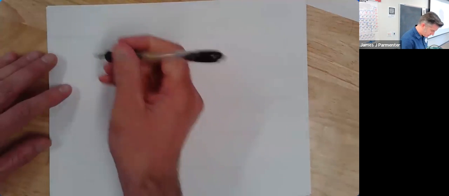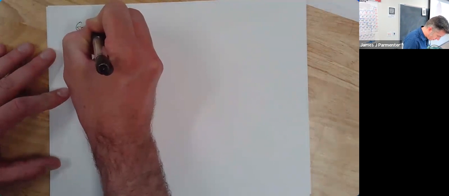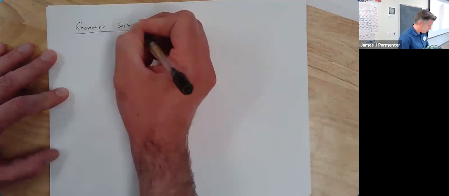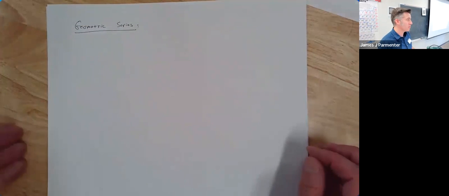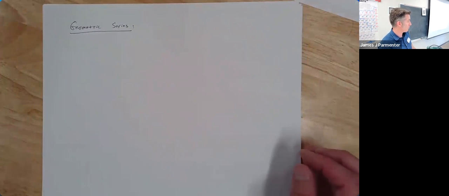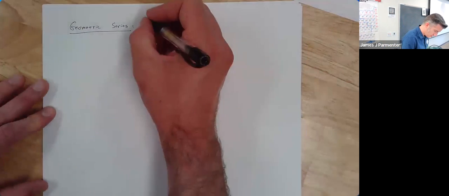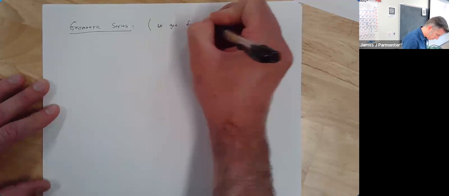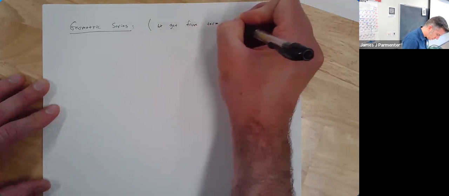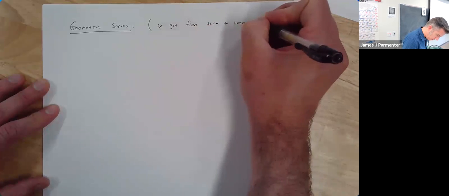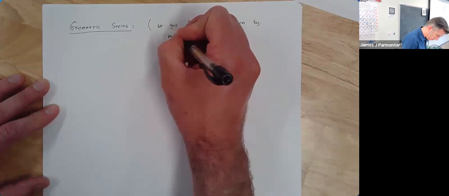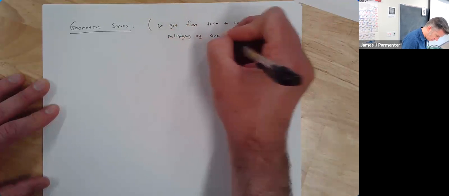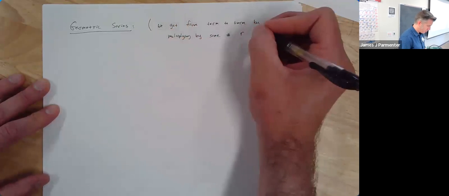Cool. Geometric series. What makes a series a geometric series? Basically, each subsequent term is the same multiple of the previous term. So we get from term to term by multiplying by the same number, which we usually call r, or the ratio.